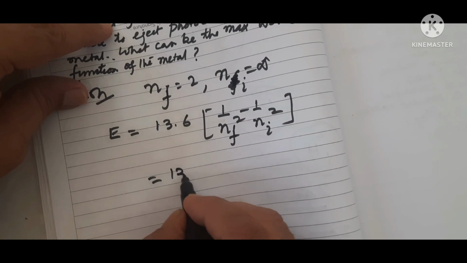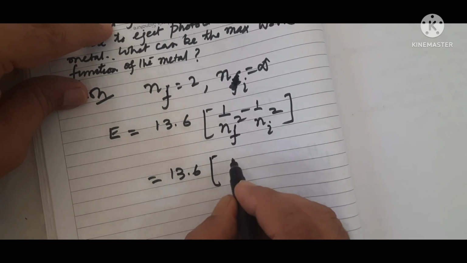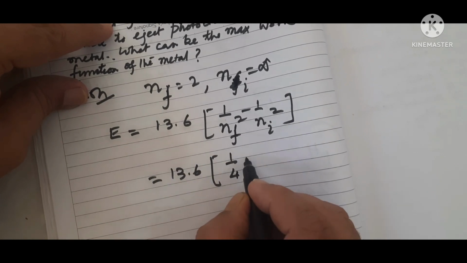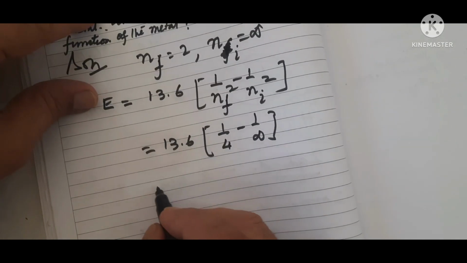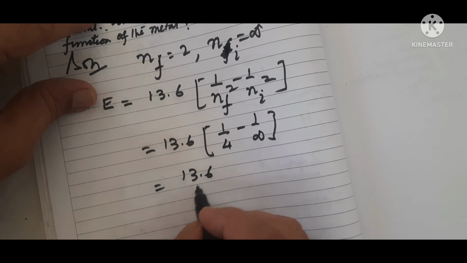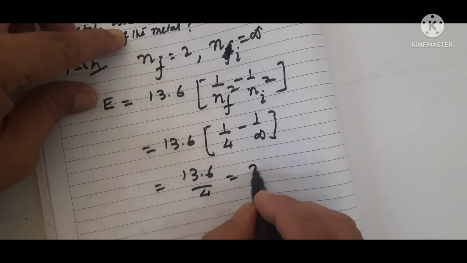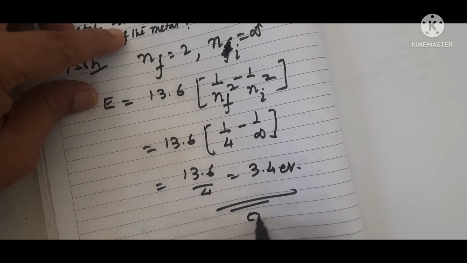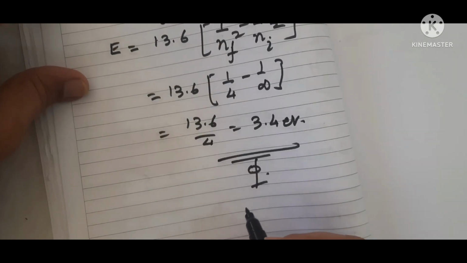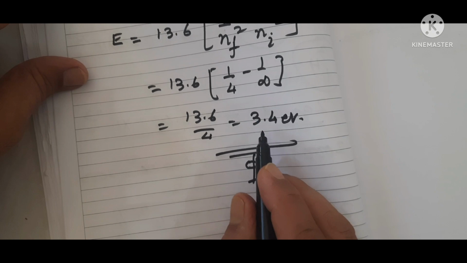That comes out to be 13.6 within bracket, this is 1 by 4 minus 1 by infinity. 1 by infinity is 0, so 13.6 by 4 comes out to be 3.4 electron volt. That should be the work function of the metal also. उस metal का work function भी इतना ही होगा.